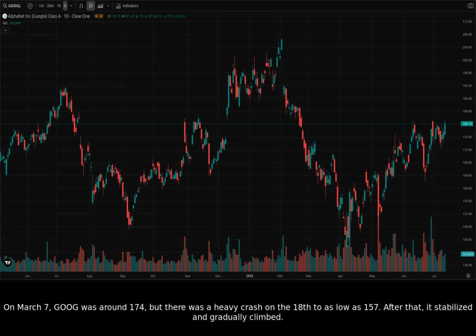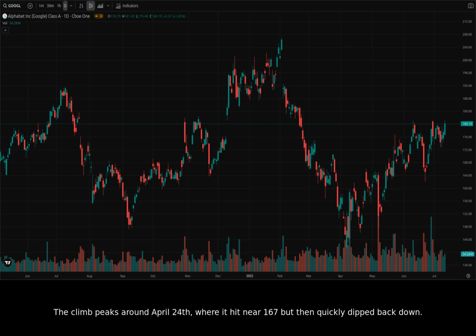On March 7th, Google was around 174, but there was a heavy crash on the 18th to as low as 157. After that, it stabilized and gradually climbed. The climb peaks around April 24th, where it hit near 167, but then quickly dipped back down. From May, we see a period of turbulent market activity.